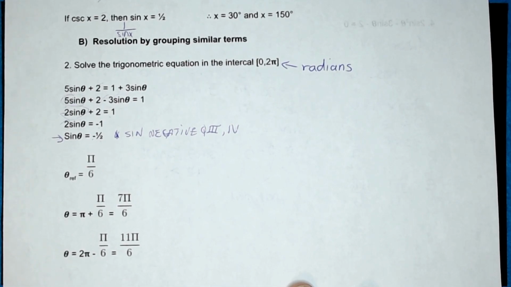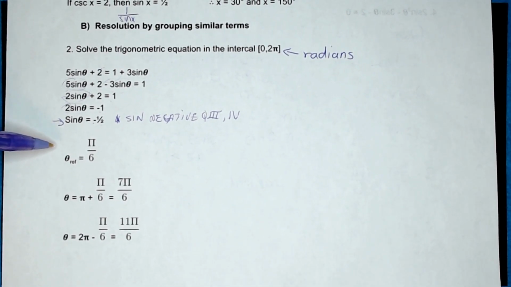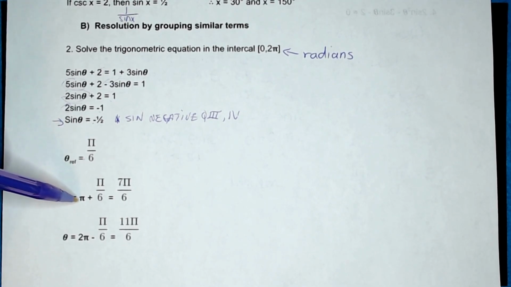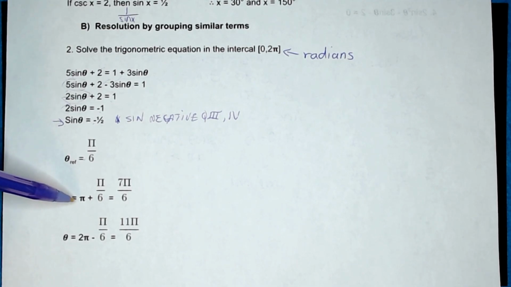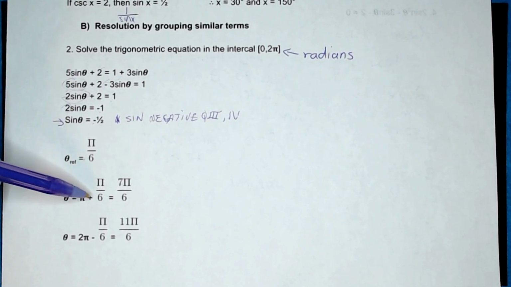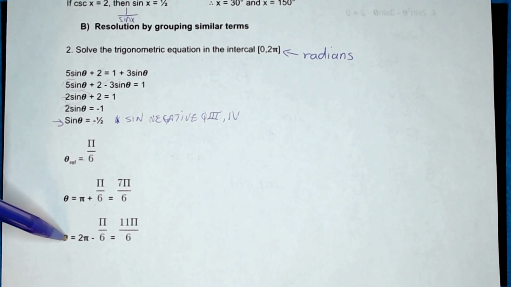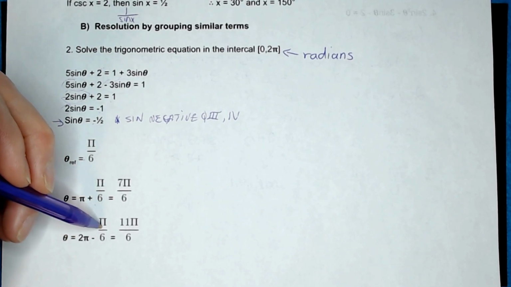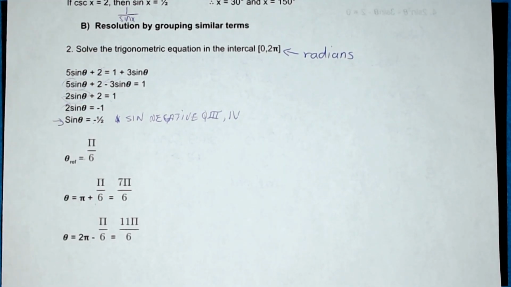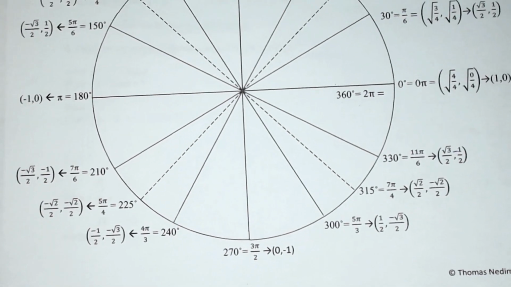What's really important here is that you recognize that the reference angle for this question is pi over 6 radians. Once we do that, we'll be able to find the angles for the solution to this problem. Now in quadrant 3, we're going pi plus the reference angle. So pi plus pi over 6 will give us 7 pi over 6 as one of our angles. And then in the fourth quadrant, we're going 360 or 2 pi, subtract the reference angle, which gives us 11 pi over 6.